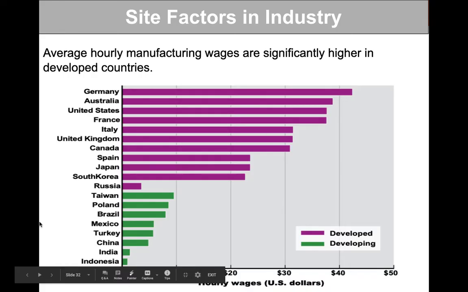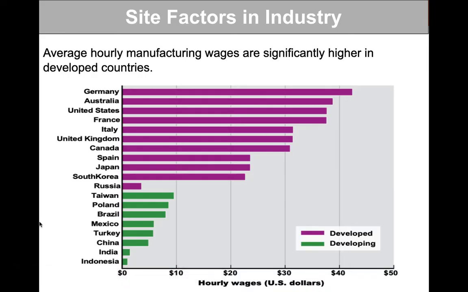Here we look at site factors with labor. Site factors, labor is probably, in your textbook it says it's the most important factor for industrial location. So on a global scale, industrial manufacturers are trying to minimize labor costs. And we can see where labor is very expensive.